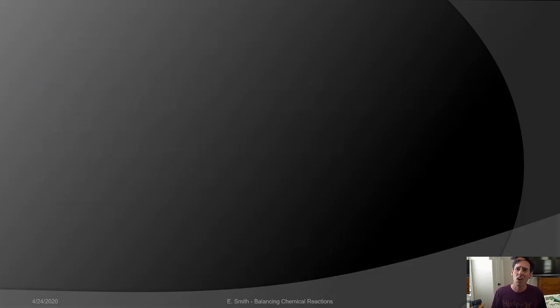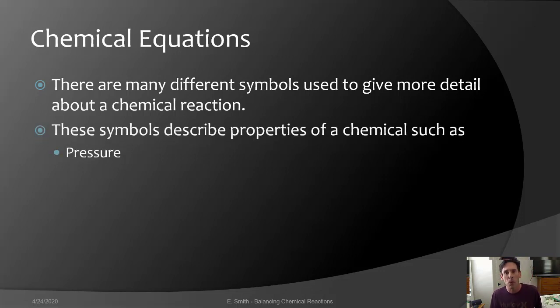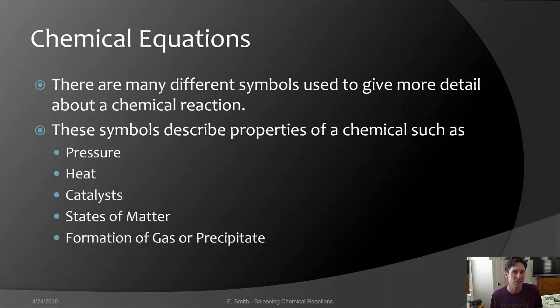Now, there are a ton of different symbols that are used to give more detail about chemical reactions. Kind of like a recipe, there could be a lot of intricate pieces of information given. Some of these symbols can include pressure and how much heat is applied. We can look at whether we add a catalyst. What's a catalyst? It's something that speeds up a chemical reaction. You probably heard it in your biology class, except you called it an enzyme. We have the states of matter, whether solid, liquid, or gas, and even the formation of a precipitate or a gas.